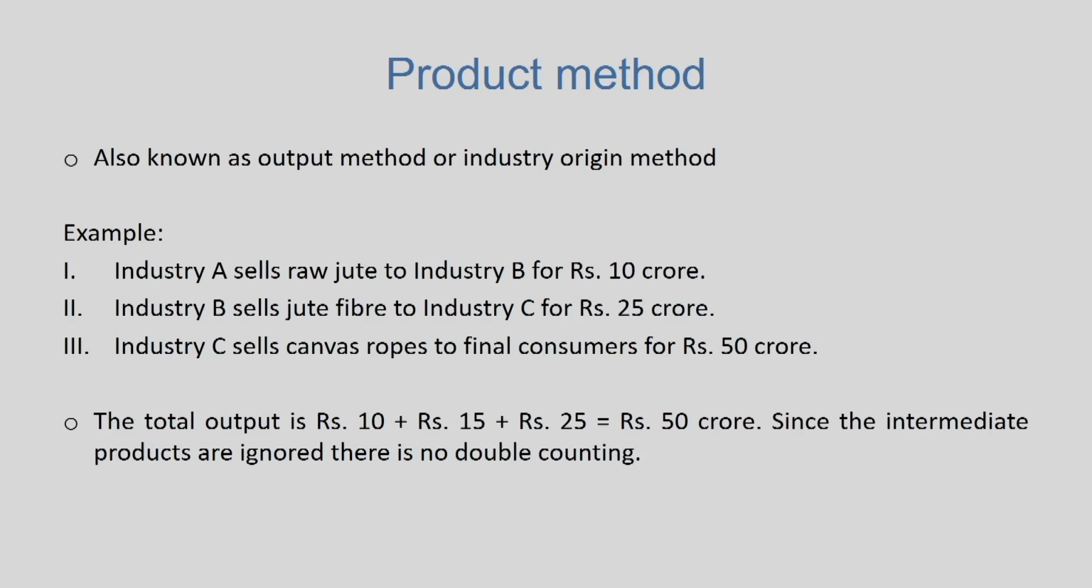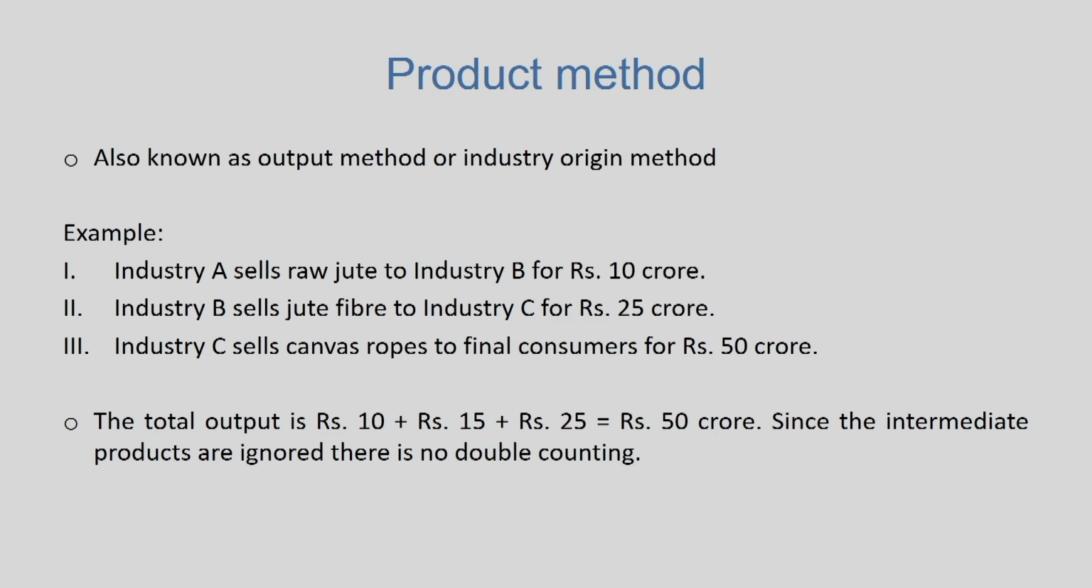Let me begin with the product method. The product method of estimating national income is also known as the output method or industry origin method or commodity service method. National product is arrived at by adding the net output of each industry in this method. The term net output means the value of final product produced by an industry minus the intermediate purchases made by it.